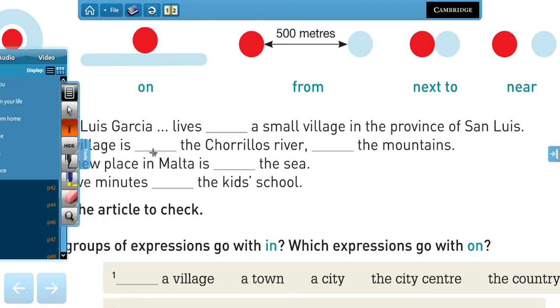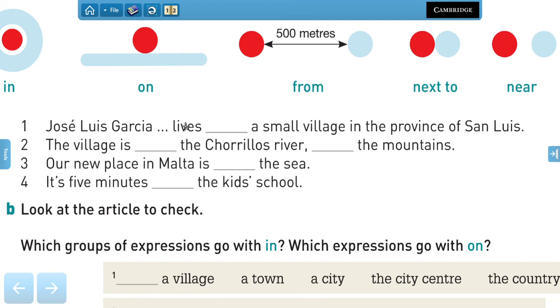So number one, we have José Luis Garcia lives in a small village in the province of San Luis, right? He lives inside the village, inside again of the province of San Luis. The village is on the Chorrillos River, right? Because it is above, está sobre, ¿cierto? Near the mountains. The mountains are near the house.